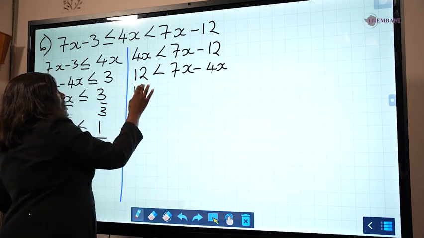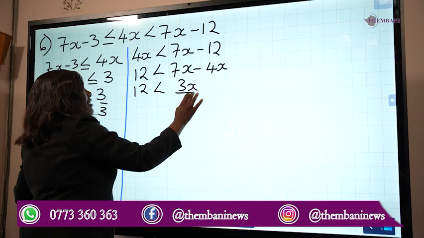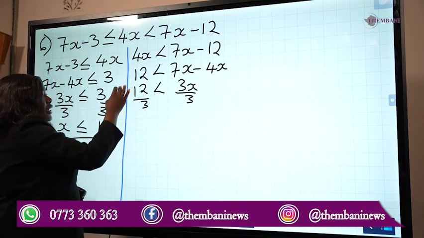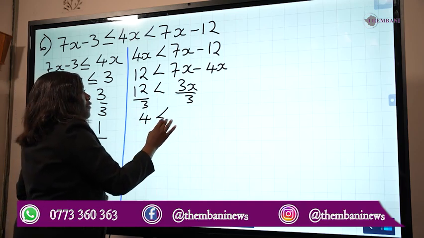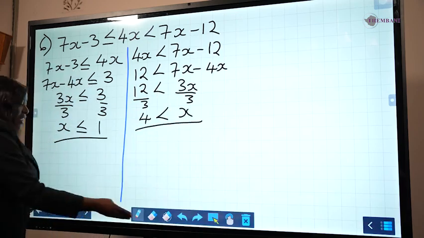So here I have 12 is less than 7x minus 4x, which will give me 3x. I divide both sides by 3 for me to solve for x. 3 into 12 will give me 4. 4 is less than x. So this is the solution that I have.